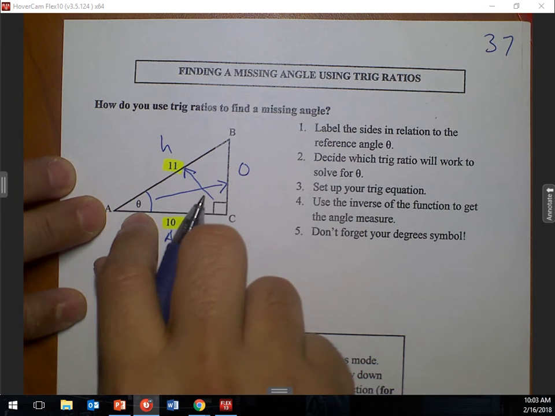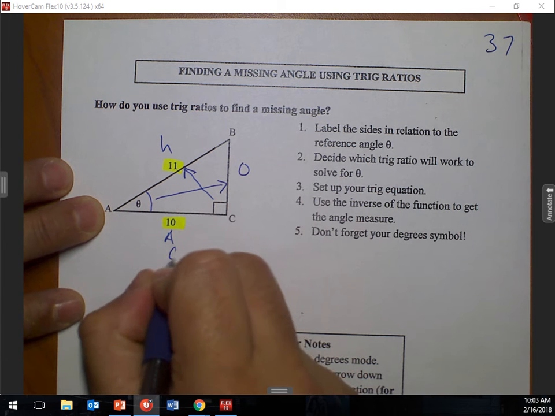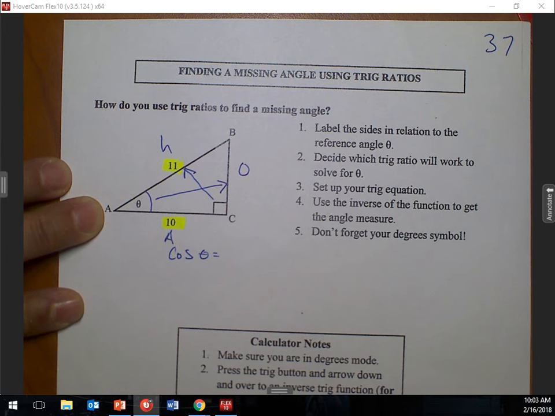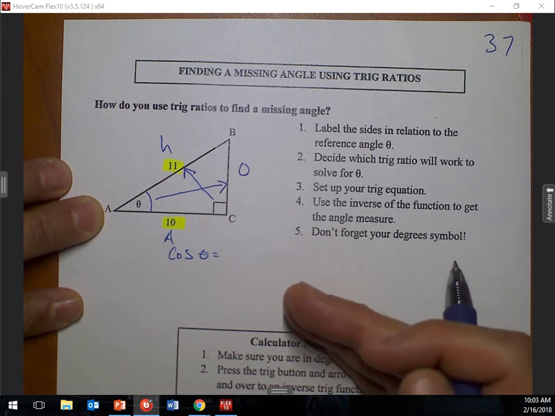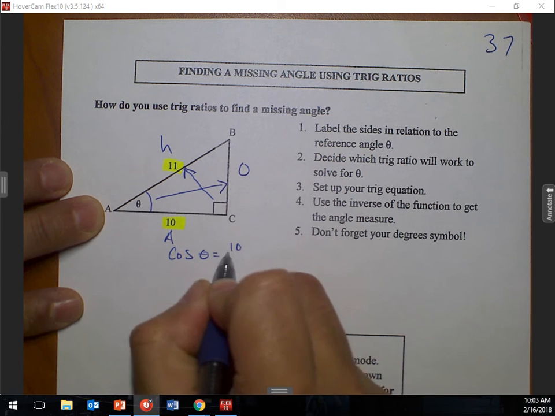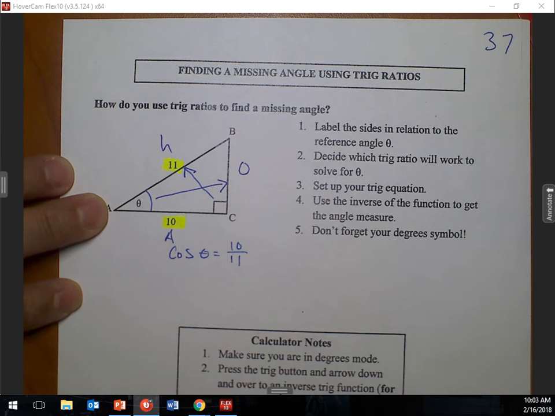So I'm going to set it up. So cosine of my reference angle, so this one's going to be cosine theta is equal to. Now, cosine's always adjacent over hypotenuse. So my adjacent here is 10 over hypotenuse, which is 10 over 11.